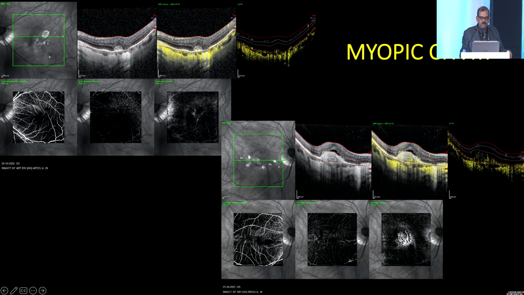This is a patient with myopic CNVM. Here you can see this yellow flow, and on en face angiography, these are the vascular networks present in myopic CNVM. Another patient with a vascular network and some overlying serous detachment, and on en face you can see this is the vascular network present in a myopic CNVM.